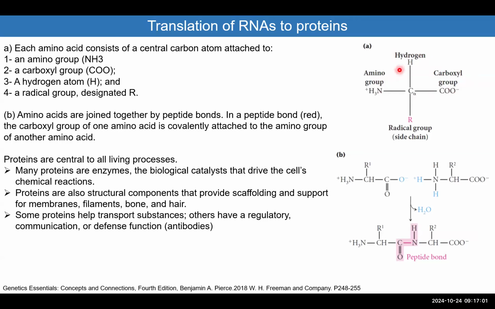Also, it has a hydrogen. So you know that when you have hydrogen, you can add nothing here because there cannot be any chemical reaction that takes place on hydrogen. Plus, we have the radical group, which is a side chain, and this radical group is different from one amino acid to another. This is what makes methionine different from leucine, depending on what you add on this group.